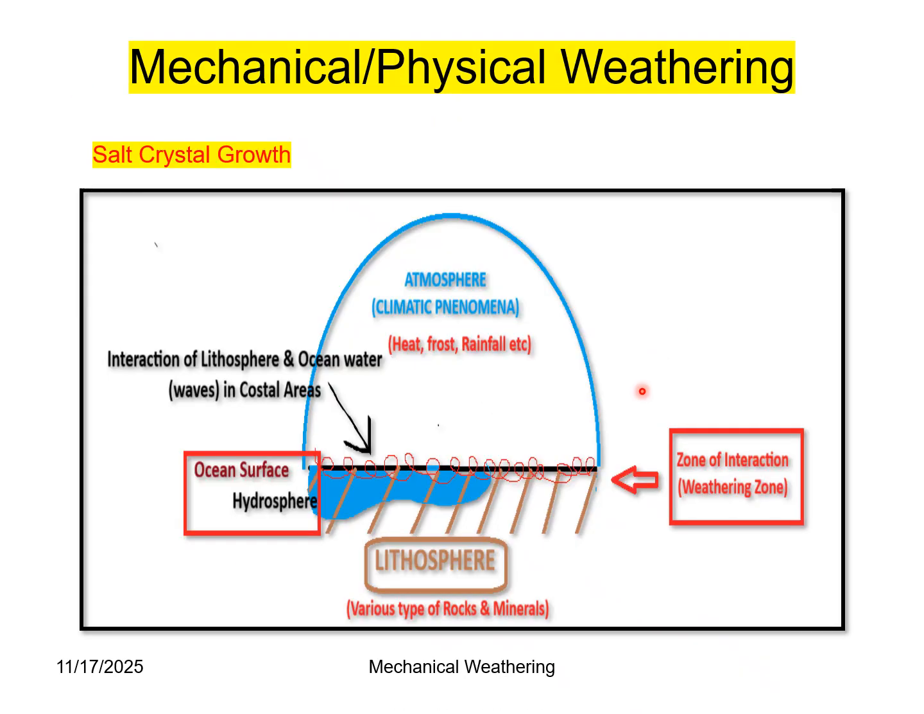In a few rare cases, the zone of weathering is also related to the interaction zone of lithosphere, atmosphere, and hydrosphere, rather the adjacent area of coast or ocean surface. This type of mechanical weathering occurs due to the intrusion of saline water.